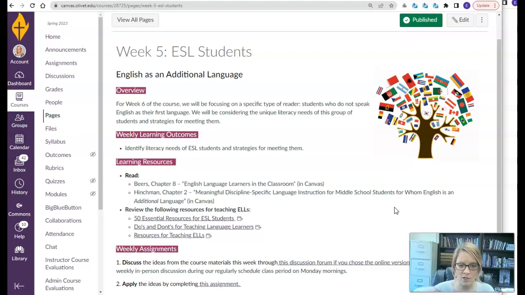The Hinchman chapter also has several good strategies for thinking about language and literacy supports to help us make content area strategies. And that's what you are going to be doing for your assignment this week, which I'll talk more about in just a minute. In addition to that, as always, I try to provide some extra resources.